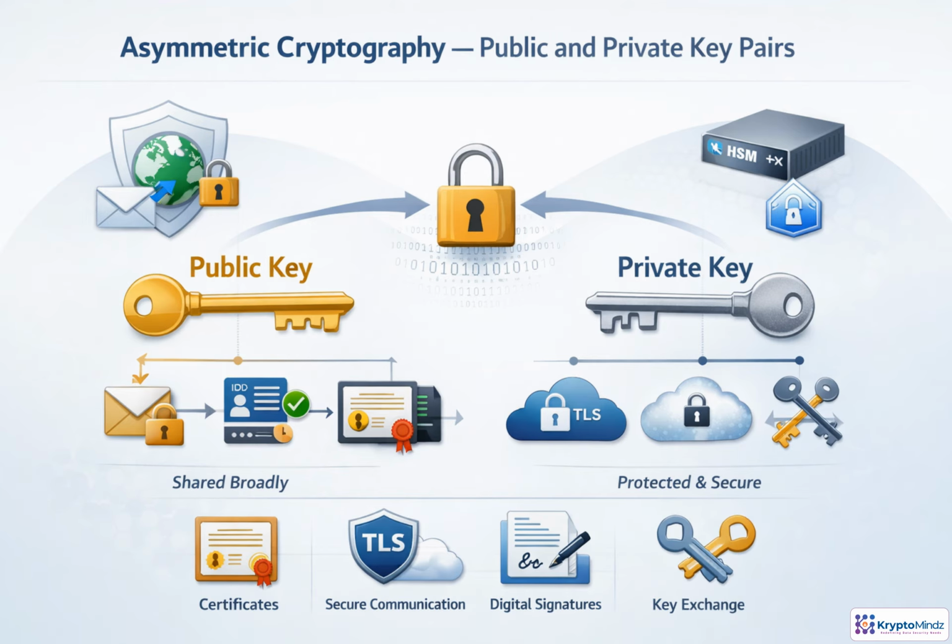Asymmetric cryptography is all about key pairs that work together. You hand out your public key to anyone. They use it to encrypt data or verify your signatures. Your private key stays locked down, often inside an HSM, and is used to decrypt or to create those signatures. Algorithms like RSA and elliptic curve power this model, enabling TLS, certificates, workload identity, and secure key exchange across cloud environments.